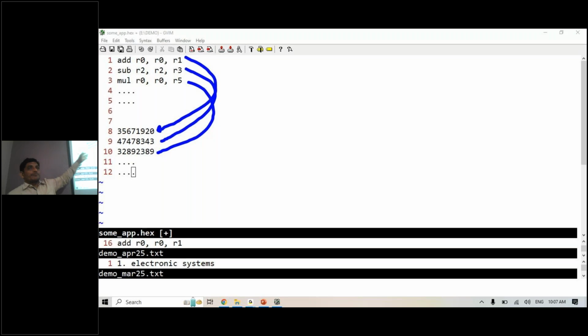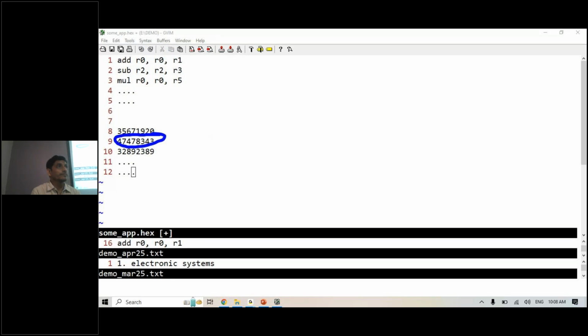Now you may say, how did you come up with these numbers? I just randomly wrote them. But in processor compilers, there will be a conversion logic. So by looking at this code, my processor will understand that I have to add R0 and R1 and store the result into R0. By looking at the second opcode, this is called what? Hexadecimal code.